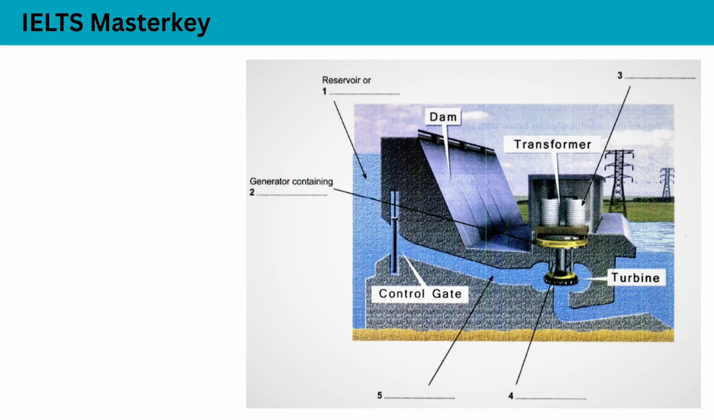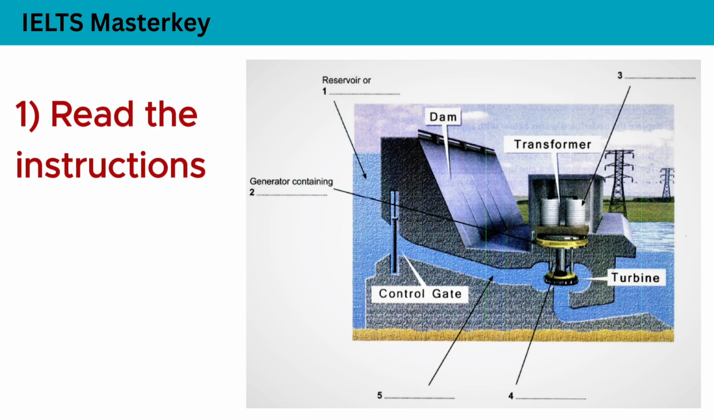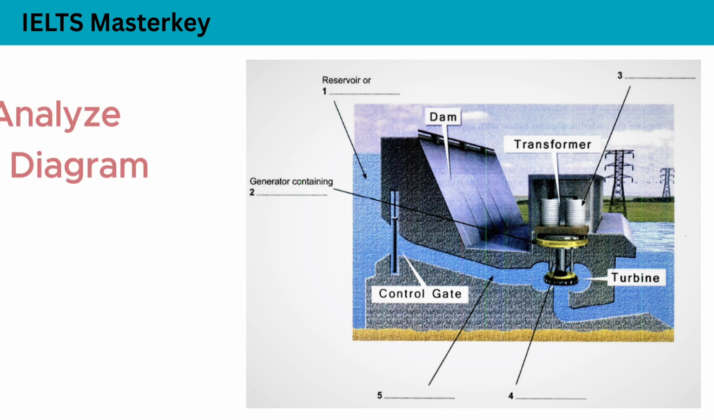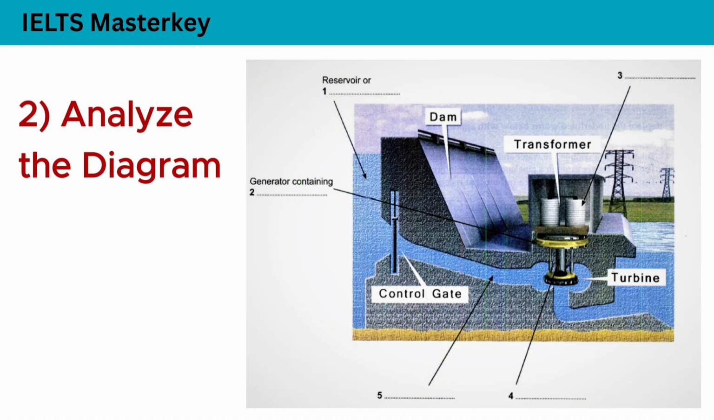Now let's look at the diagram labeling. Here we have a structure which is a dam. First, we read the instructions carefully. Even if I don't have them here, the process is the same. Look closely at the diagram and understand what it is. This is a dam, and some parts are labeled while others we need to identify. There is the transformer. Inside it is a structure we have to label. There is the turbine, the control gate, and the reservoir behind the dam.